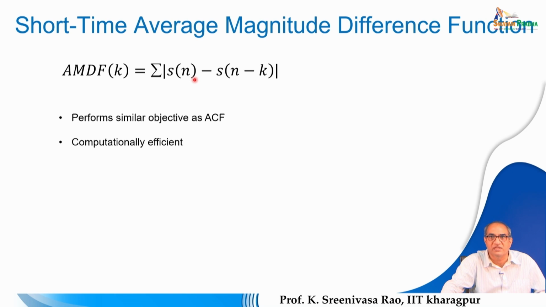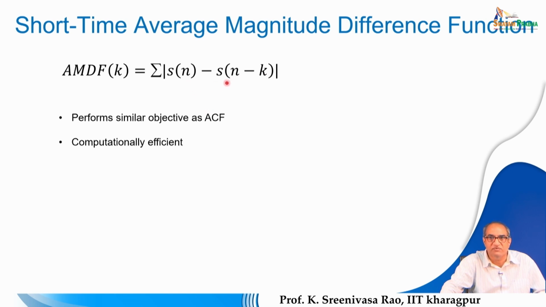S of n is the signal and S of n minus k is the same signal shifted by k samples. Unlike in the autocorrelation function, instead of multiplication, here we compute the difference between these two. Suppose k equals 0, which means the signal is not shifted at all. If you take the difference, you will get 0.